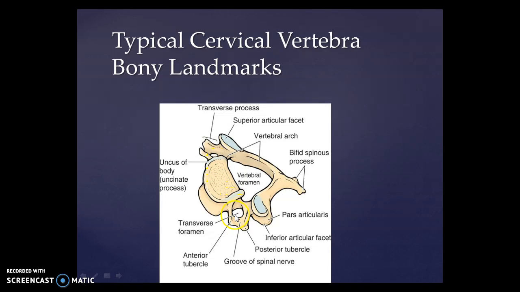This is your transverse foramen again for your vertebral artery. Your superior articular facet is here, and then underneath here is your inferior articular facet. Your spinous process posteriorly, pretty common to have that bifid spinous process, because some people will feel, as they palpate, like there's maybe two back there, but it's usually because it is bifid.